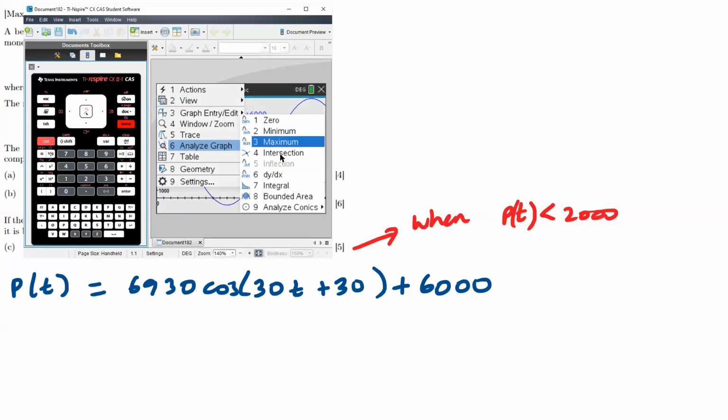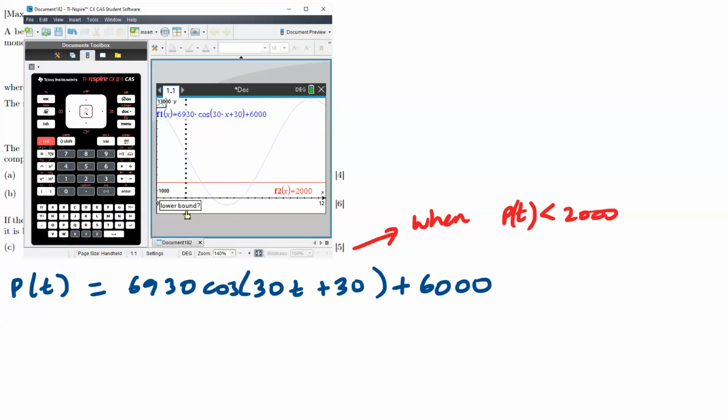You just go into Analyze Graph, number 4 for an intersection. The calculator asks for a lower bound, so we bring our vertical line across to the left of where we see the intersection point and click. Then the calculator asks for an upper bound, so we bring it along to the right-hand side, and we get this number here, 3.18, and then 2e plus 3.